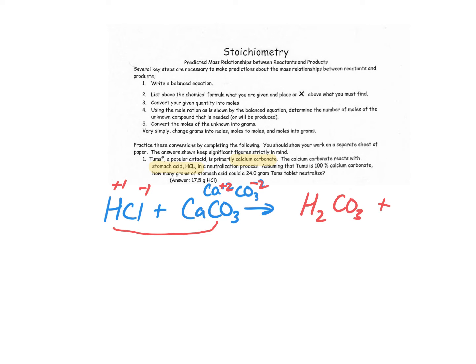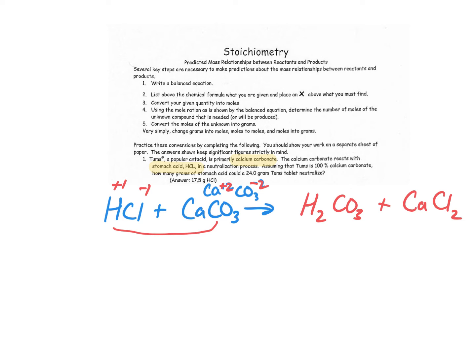plus, we always write the positive one first. So the Ca with the +2 is now going to have a new partner, the Cl, which is a -1. So the +2 from the calcium makes that CaCl2. Our calcium chloride ends up just being kind of like an aqueous solution in our stomachs.